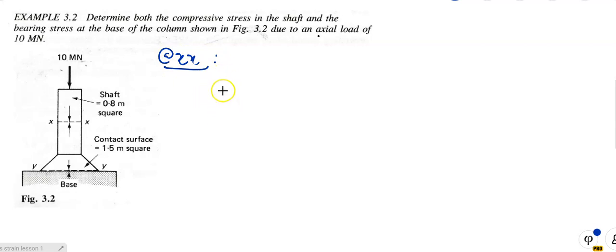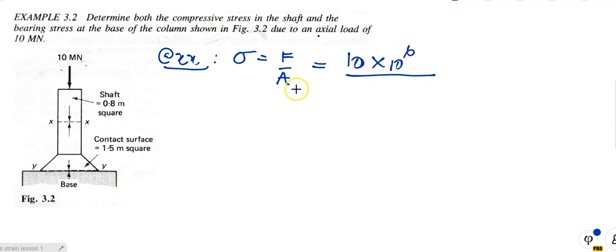Determine the compressive stress. What's the formula for stress? Stress is equal to force over area. What's the load? It's 10. Now be careful, people. What is M? Mega. What does mega mean? A million. So 10 times 10 to the power 6 newtons over the area. What's the area? Let's leave the area in meters squared. So it's a 0.8 meter square shaft, so it's 0.8 multiplied by 0.8.